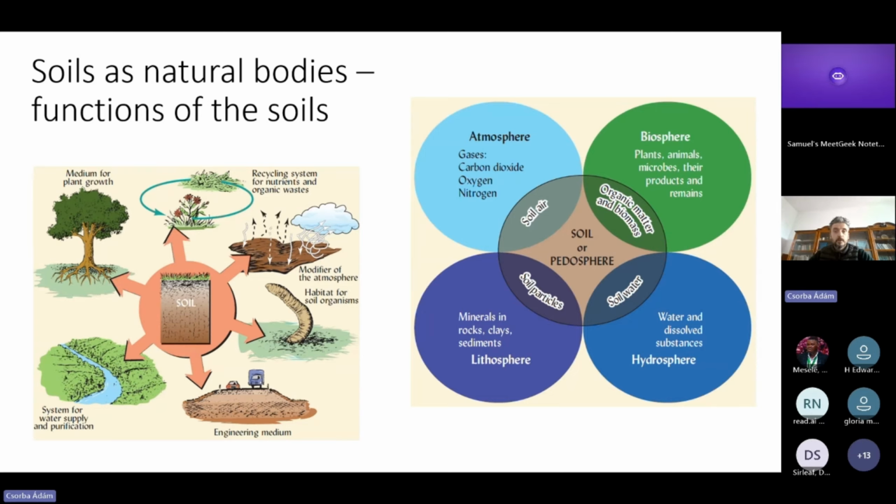This means that soil is not an isolated sphere in the earth. It is constantly influenced by rocks, climate, water, and living organisms. It is dynamic, evolving, and responsive to its environment. When we describe soil, we are describing the results of these interactions over time.